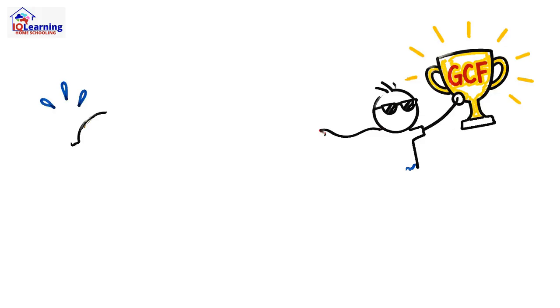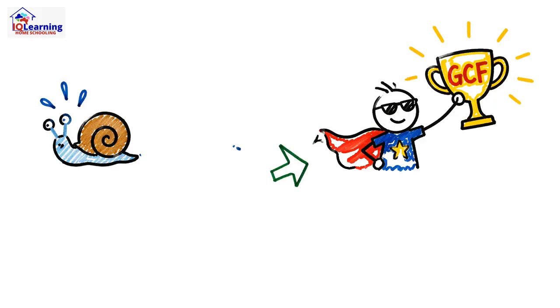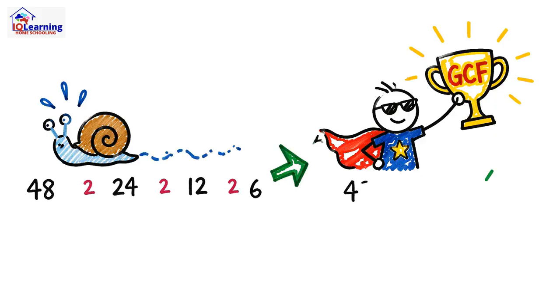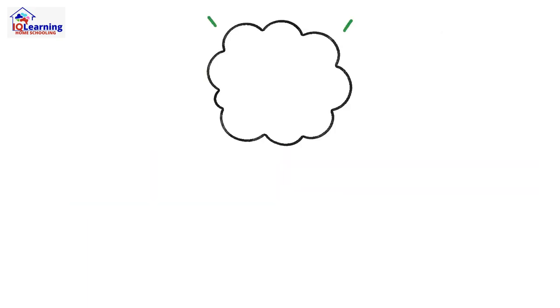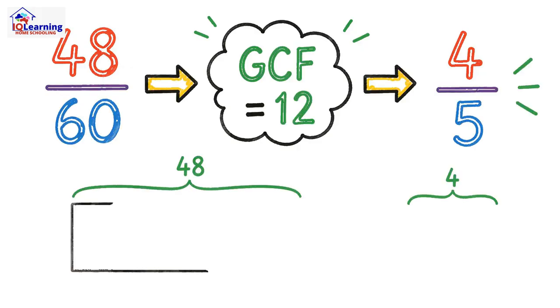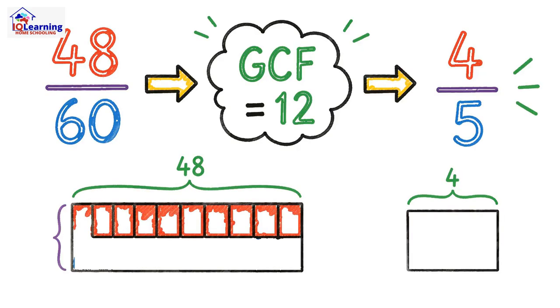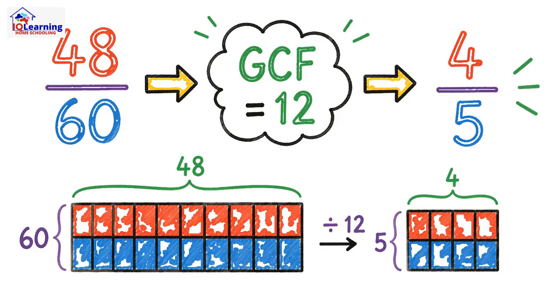Now, what about going the other way, simplifying? For a large fraction like 48/60, dividing by 2 over and over is slow. The pro way is to find the greatest common factor, or GCF. What's the biggest number that divides into both 48 and 60? It's 12. Divide both by 12 and you instantly get 4/5. It's the most efficient way to get to the lowest terms.